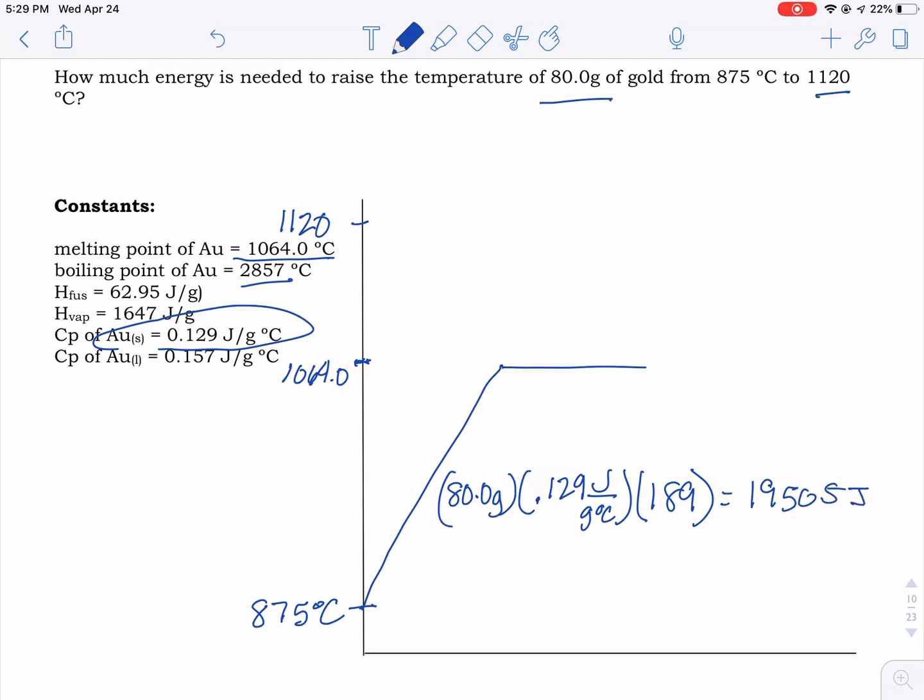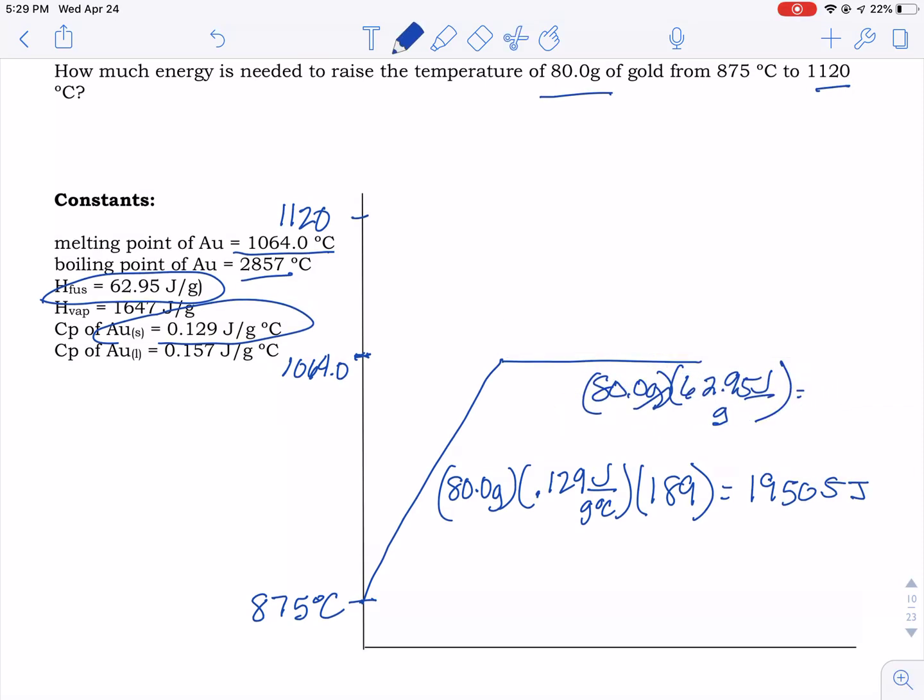Okay, our next segment is while the gold is melting. So we'll use MAW. We still have 80 grams, but now we're going to use the heat of fusion of gold, 62.95 joules over gram. Grams cancel. 62.95. And that gives us, I'm going to move these because I can, 5,036 joules.